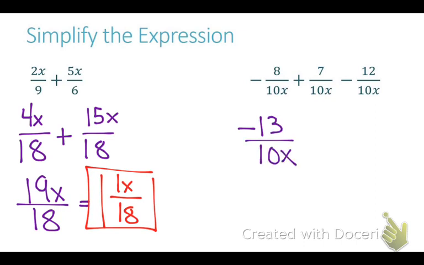Is that my final answer? No, because it's improper. So change the number portion to a mixed number. You get negative 1 and 3 over 10x. Why is x in the denominator? Usually it's in the numerator. Why is it in my denominator here in my answer?